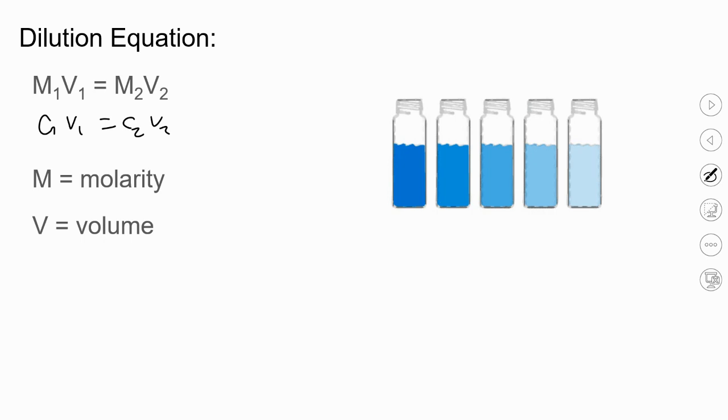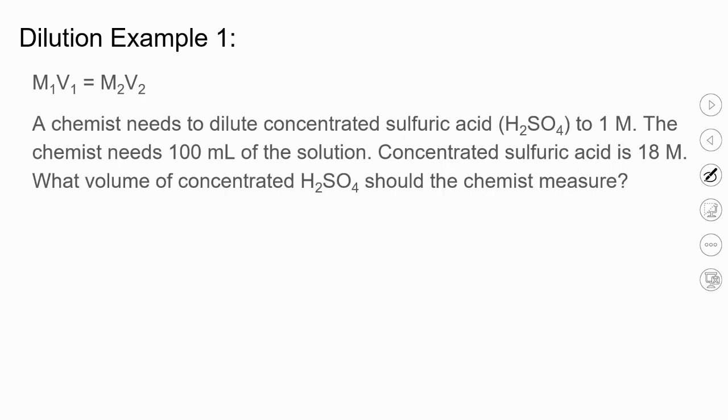Okay, we've got this one. Okay, here we go. Let's try this one. This says, a chemist needs to dilute concentrated sulfuric acid to 1 molar. The chemist needs 100 milliliters of the solution. Concentrated sulfuric acid is 18 molar. What volume of concentrated sulfuric acid should the chemist measure?